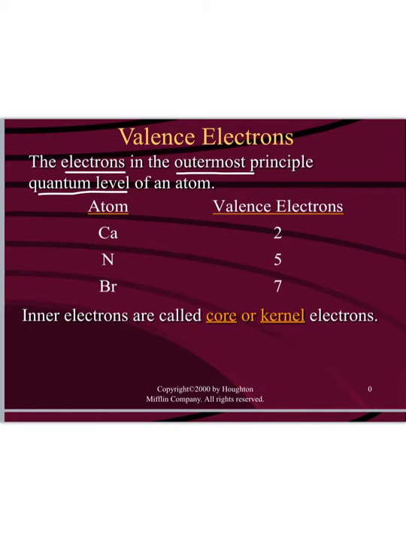You should also understand the term inner electrons. The inner electrons are the electrons on the inner rings, or the electrons in the inner energy levels, not on the outside. Another term for inner electrons is core or kernel electrons. These are the ones on the inside, not the outside.